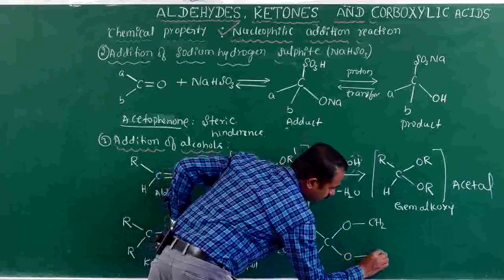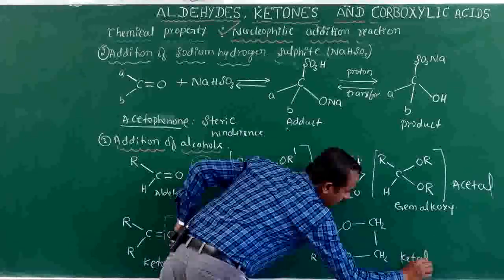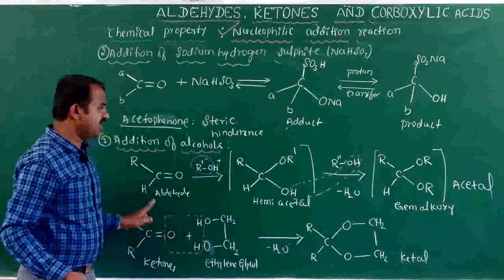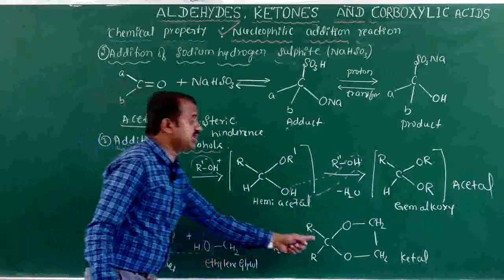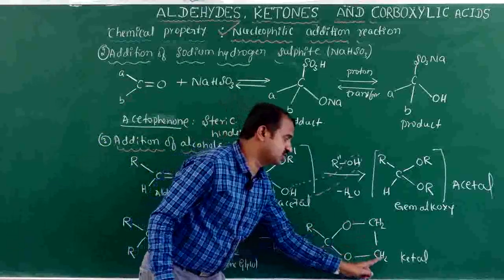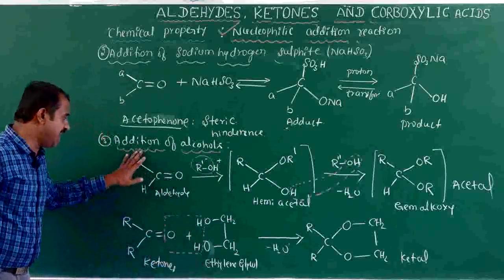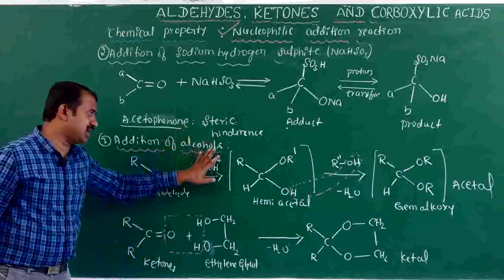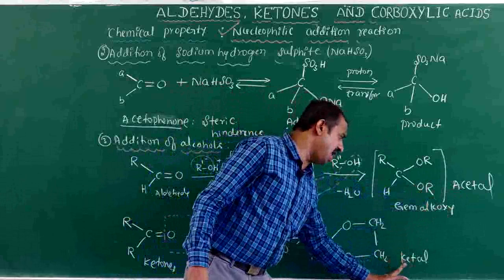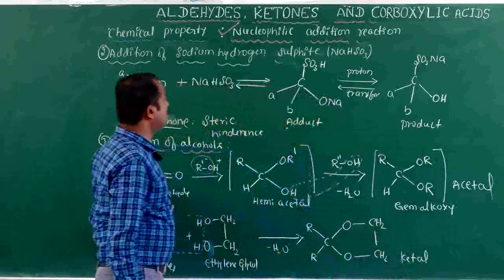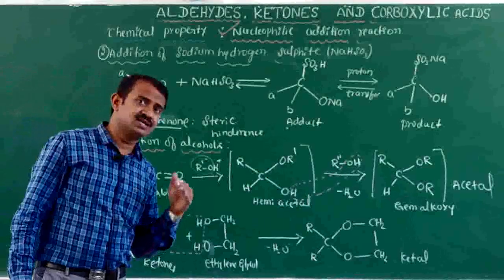CH2O, CH2, that is called a ketal. This one is a ketal, a heterocyclic cyclic compound formed when the ketone reacts with alcohol. Aldehydes and ketones undergo addition of alcohols to form acetal and ketal. These are all the nucleophilic addition reactions of aldehydes and ketones.